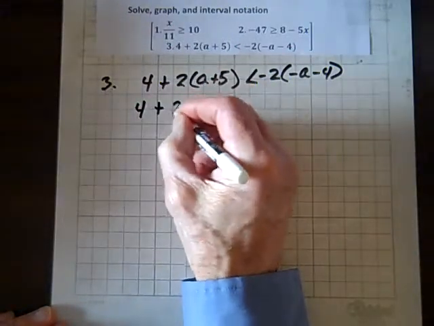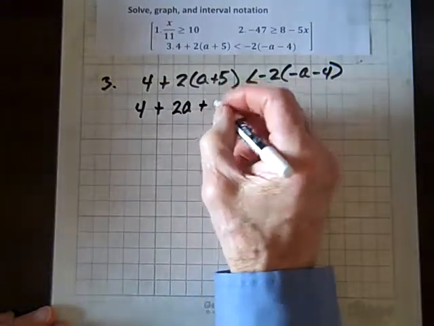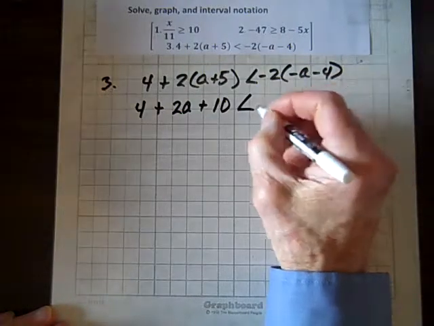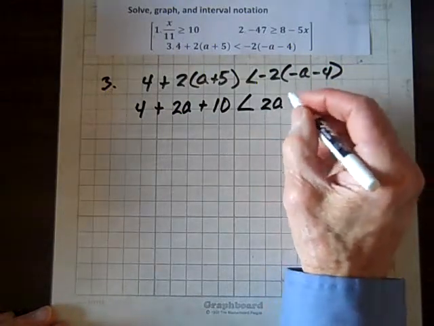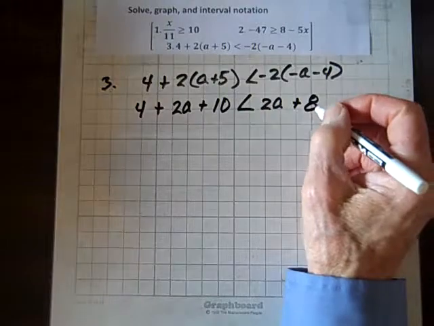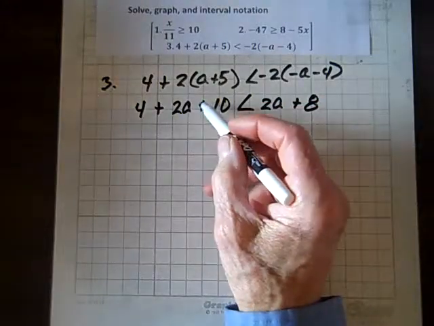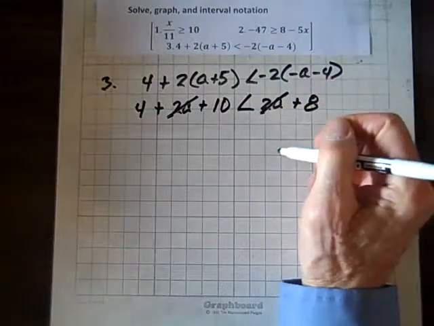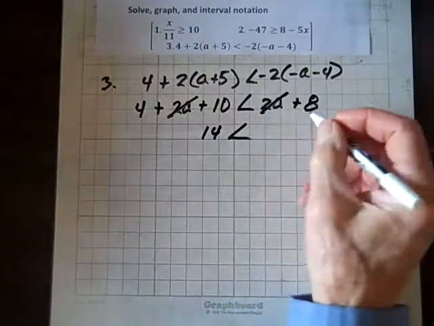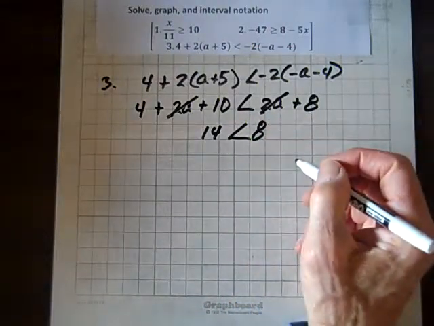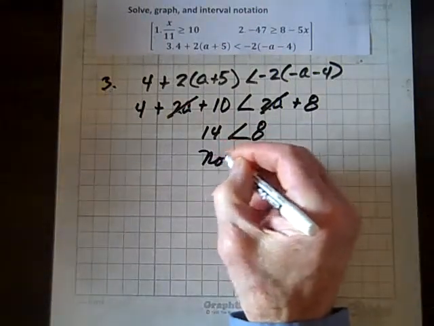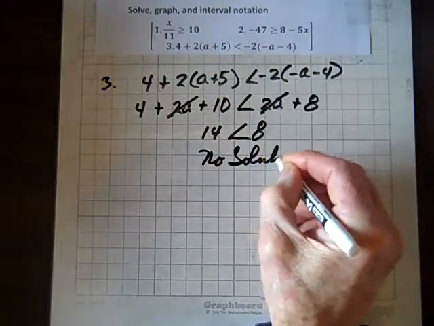So 2 times a is 2a, plus 2 times 5 is 10. Less than. Now minus 2 times minus a is 2a, positive, and minus 2 times minus 4 is plus 8. Now look at this. If you subtract 2a from both sides, the 2a's disappear, and we get 4 plus 10 is 14 is less than 8. Well, that's impossible. So what's the conclusion? The conclusion is no solution.